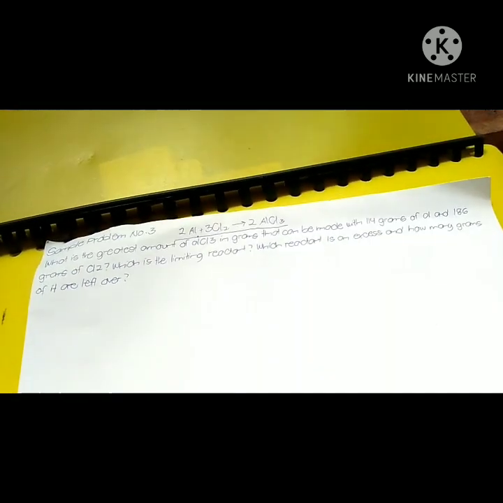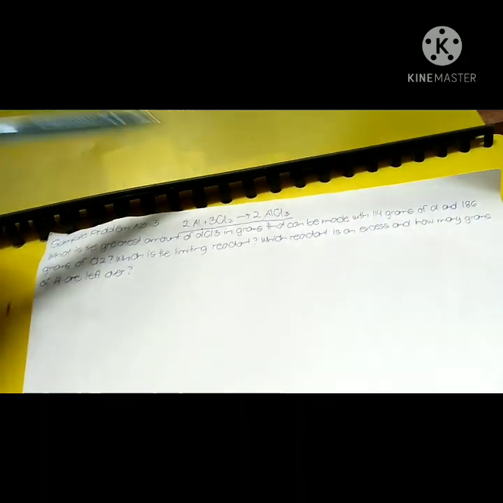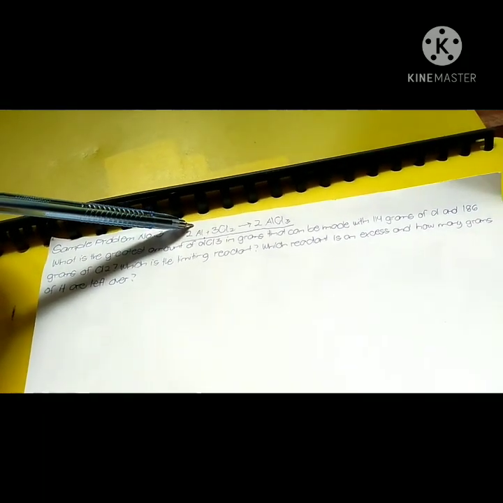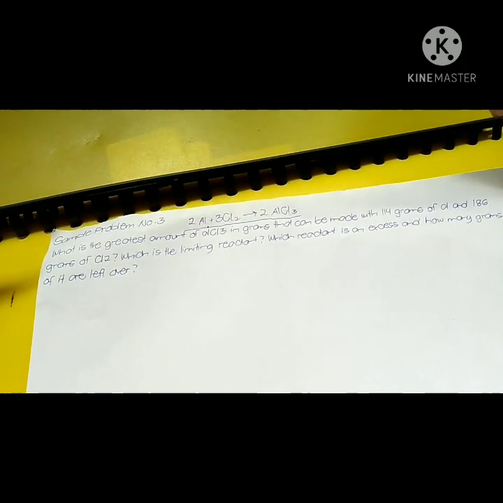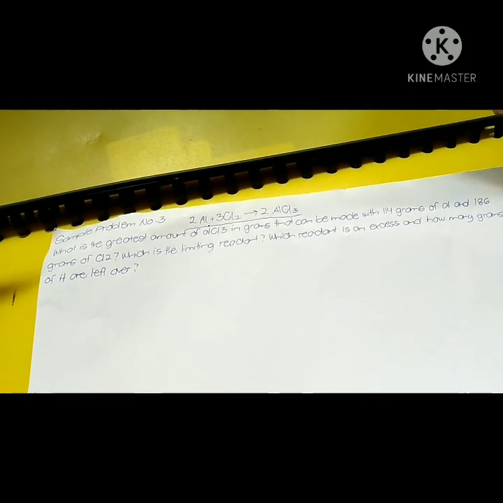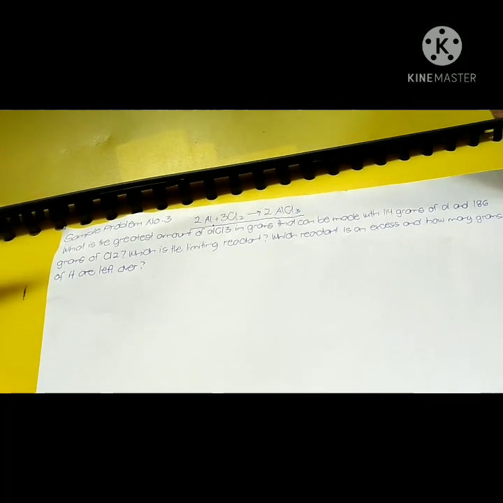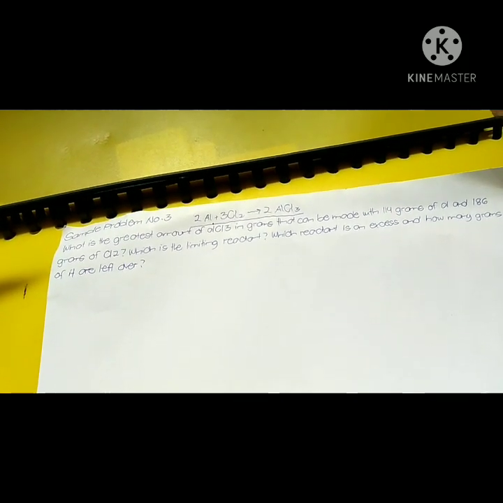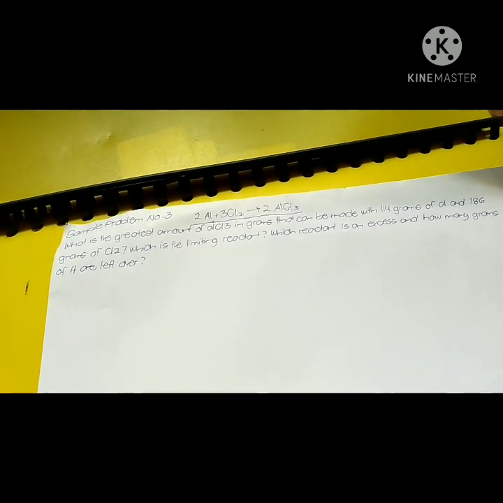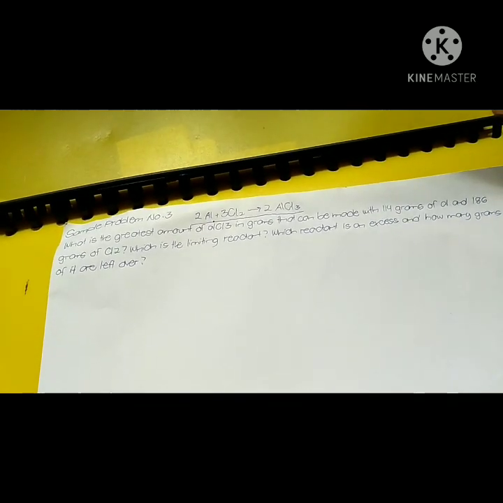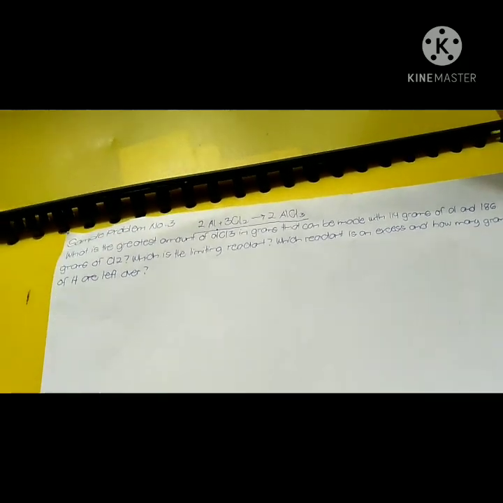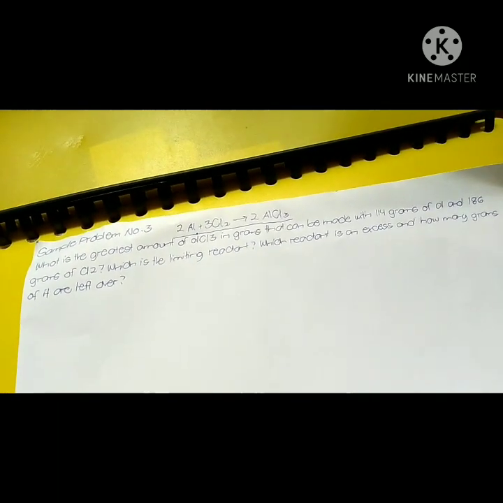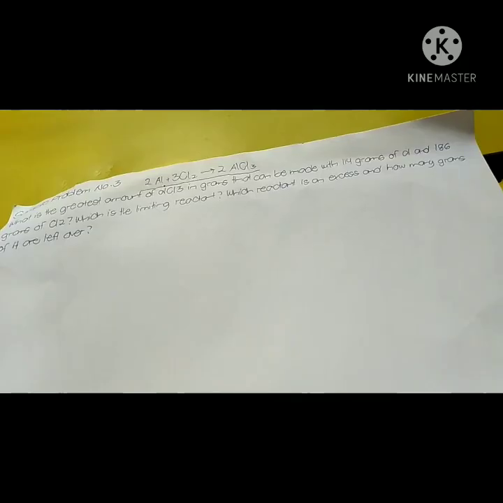So, here's sample problem number 3. We'll use this equation to answer these questions. What is the greatest amount of AlCl3 in grams that can be made with 114 grams of aluminum and 186 grams of Cl2, chlorine? Which is the limiting reactant? Which reactant is in excess, and how many grams of it are left over?